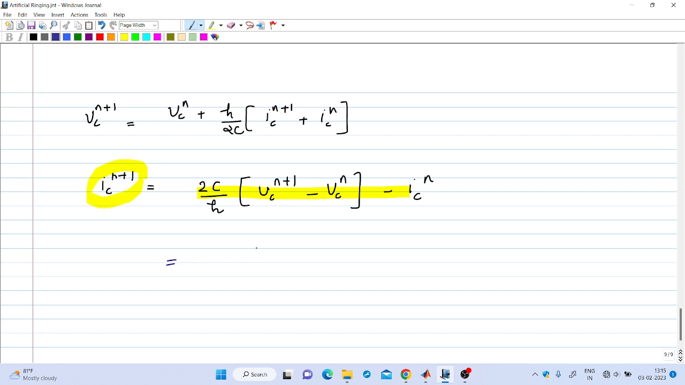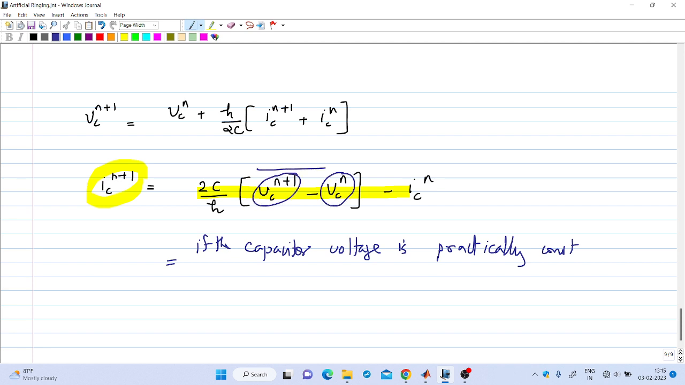And here there is an interesting observation. If the capacitor voltage is practically constant, then Vcn plus 1 and Vcn are approximately equal, and this term vanishes, and Icn plus 1 is equal to minus Icn. So it has a negative sign. So the n plus 1 value is the negative of the nth value. So there is a changing sign. That is the reason for this ringing phenomenon. So this is about artificial ringing in digital simulation. Thank you.